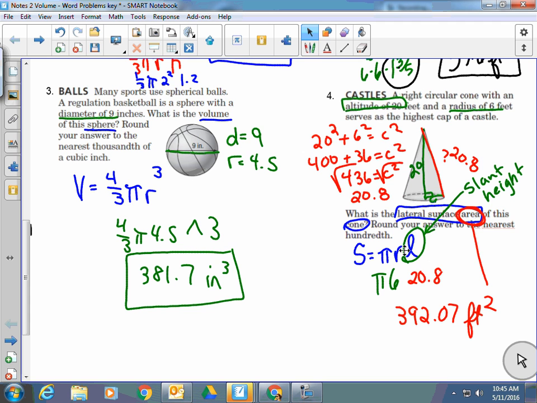So my radius is 6, and then it wanted the slant height, which is this red line right here. It told you the altitude was 20, so we'd have to do Pythagorean theorem in order to find the slant height, which is going to be 20.8. That's your slant height. So your answer should be 392.07 feet squared because that one's area, not volume. Questions there? We're good? Okay, I'm going to give you another 6 minutes to do the next two problems on the back.